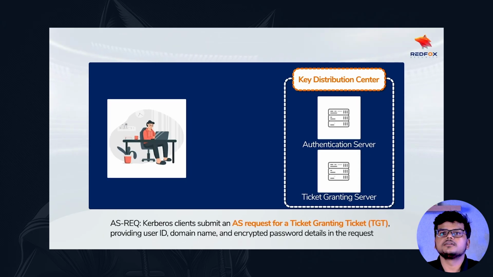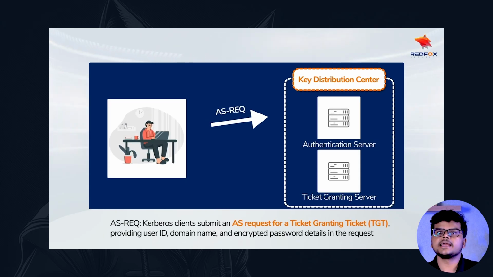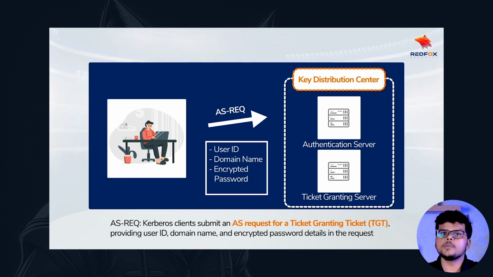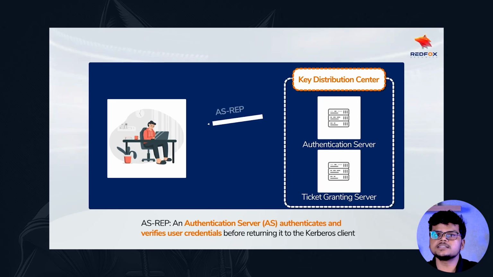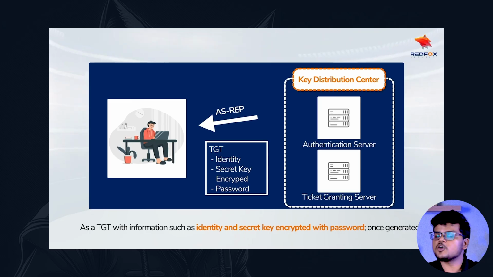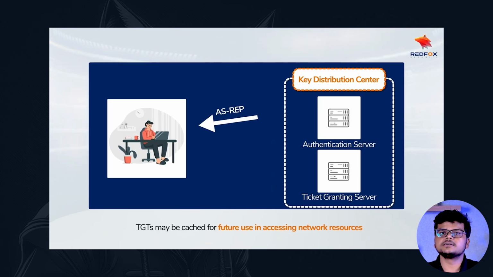AS-REQ. The Kerberos client submits an AS request for a ticket granting ticket, providing user ID, domain name, and encrypted password details in the request. AS-REP. The authentication server authenticates and verifies user credentials before returning to the Kerberos client a TGT with information such as identity and a secret key encrypted with the password once generated. TGTs may be cached for future use in accessing network resources.